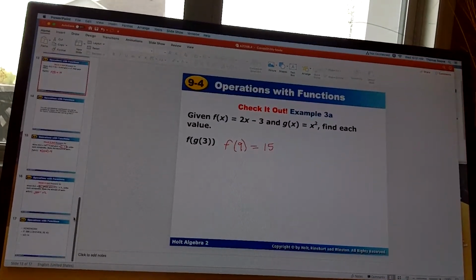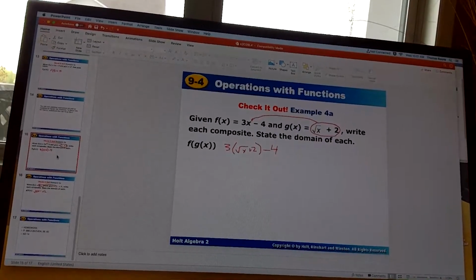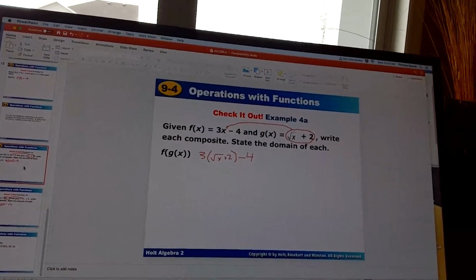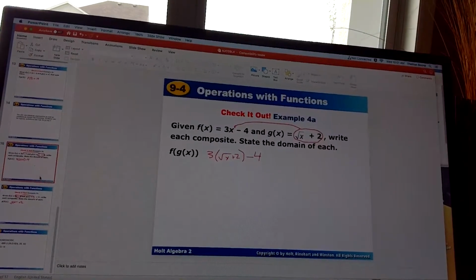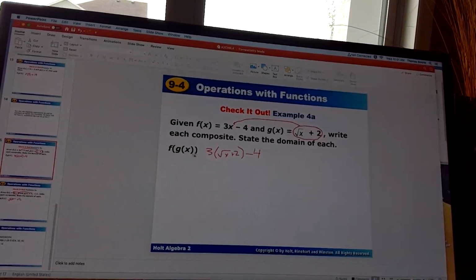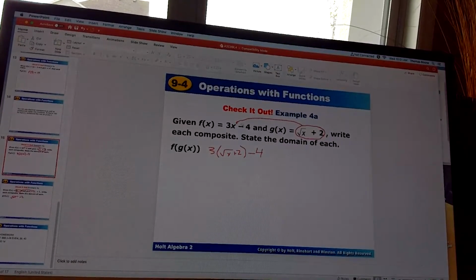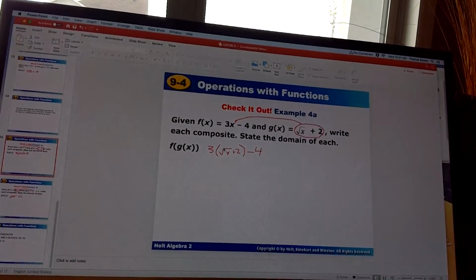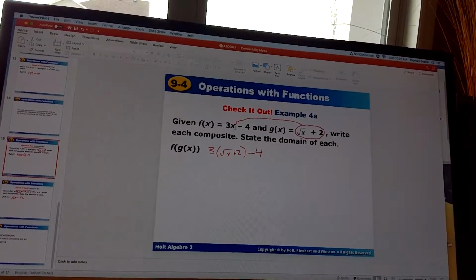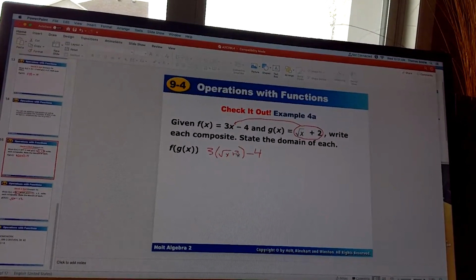Now, sometimes we're just going to combine those functions. There's no numbers to put in, but we're going to combine them into one super function is what we're doing. So in this case, if we do f of g of x, we're going to take the g function, see how I have that circled? We're going to put that wherever we see an x here. So that's going to turn into 3 times, now, in place of x, we're going to put square root of x plus 2, and then we still have the minus 4.